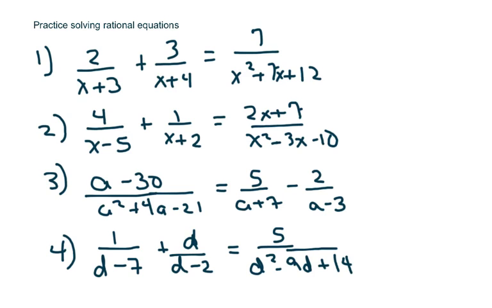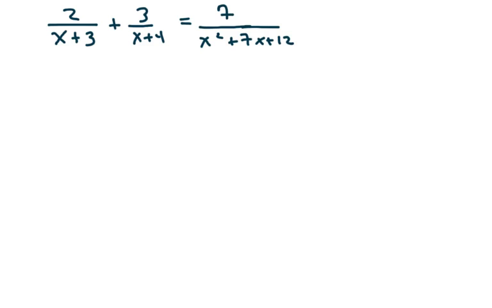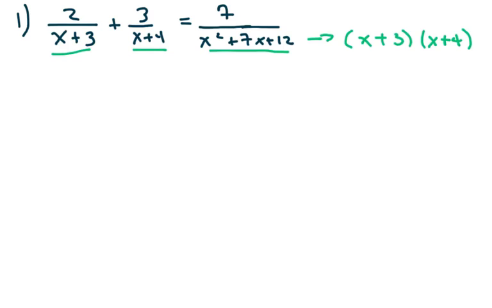Okay, so we're going to start with the first one. I wrote this one out already. And just note that this piece right here, if you factor it, will be x plus 3 times x plus 4. Usually when you first start solving, the factors are easily obtained just by looking at these factors. Okay, the first thing we want to do is determine what x cannot be.